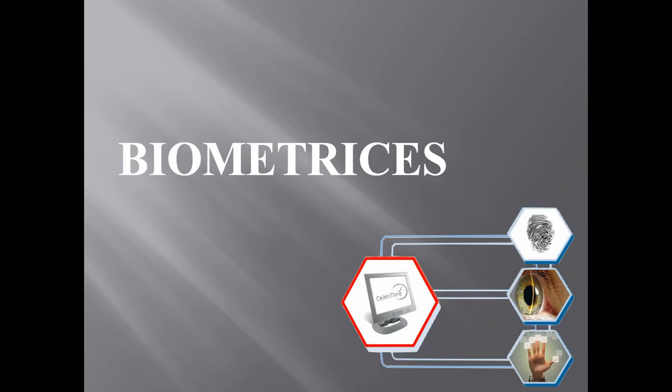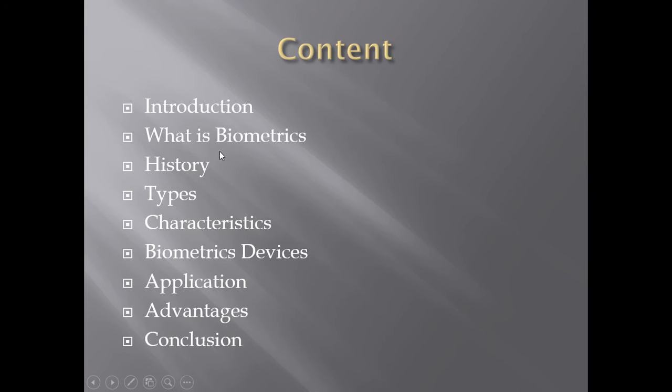So let us talk about biometrics. Bio and metrics are two different words combined together, and we are talking about this technology because everywhere now we have biometrics installed. So we'll see what is biometrics, the history, the types available, the characteristics, the devices of biometrics, application, advantages, and conclusion.